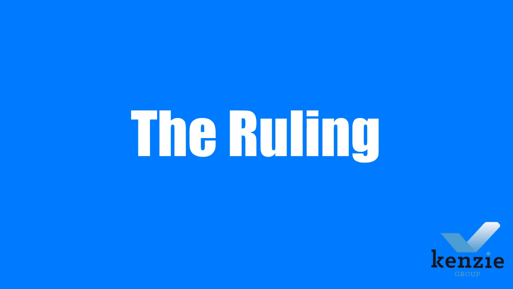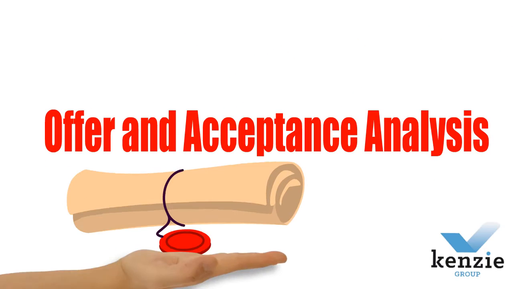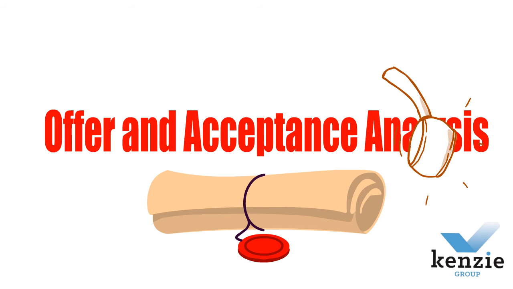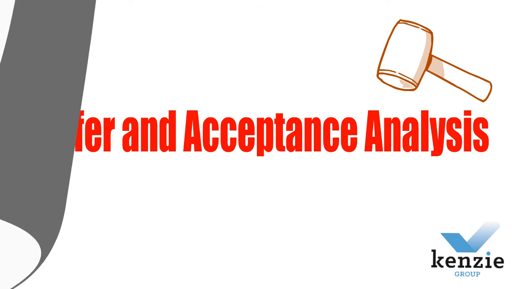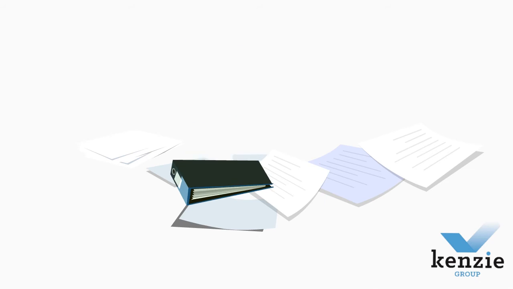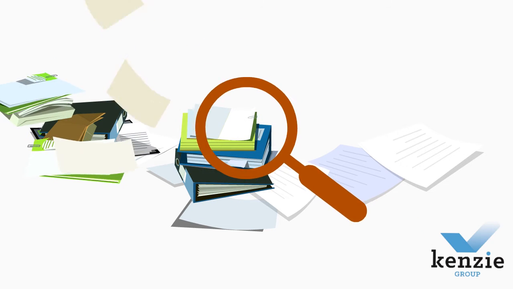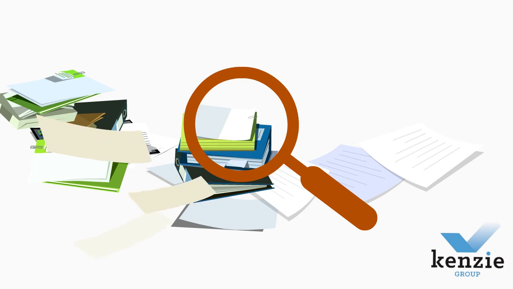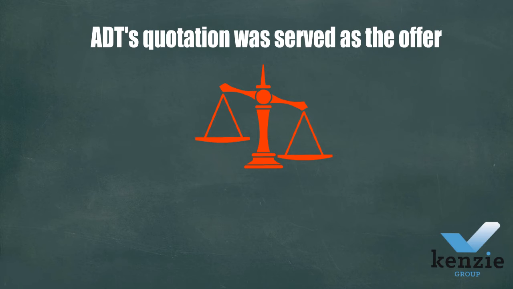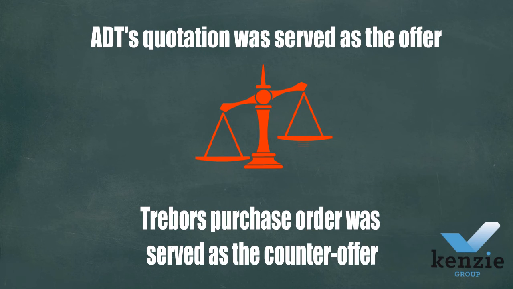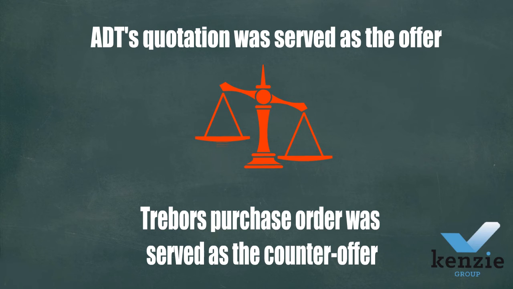The ruling. The court confirmed that the traditional offer and acceptance analysis must always be used to identify the winner in the battle of the forms, unless there is very clear evidence to show that the parties had agreed that other terms would prevail. This meant that ADT's quotation served as the offer, and Trebor's purchase order served as a counter-offer. The counter-offer therefore extinguished the original offer, and by commencing work on the fire suppression system, ADT had inadvertently accepted Trebor's counter-offer.